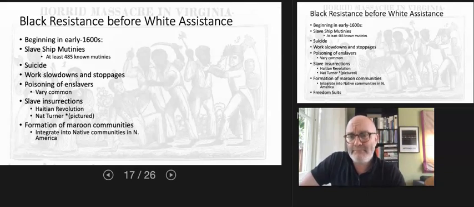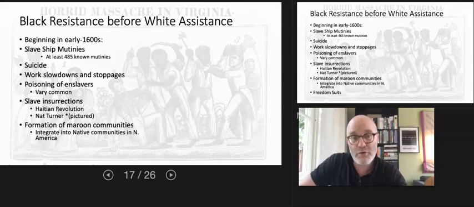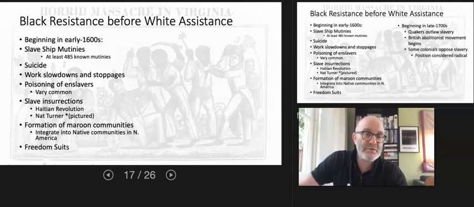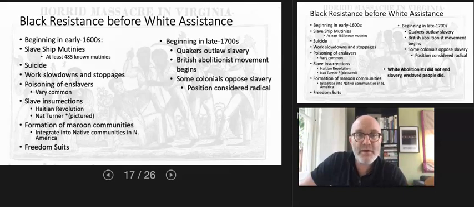And then people running away, forming what were known as maroon communities. This is very common in the Caribbean, Haiti in particular, but also in North America. Enslaved laborers run away and integrate into Native American groups, marry into them, become parts of them, and blend. And then freedom suits, right? People suing for their freedom, and that happens from the 18th century on. We'll talk a little bit about that when we talk about the American Revolution.